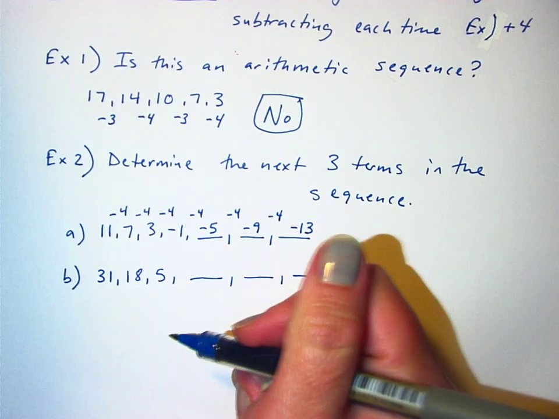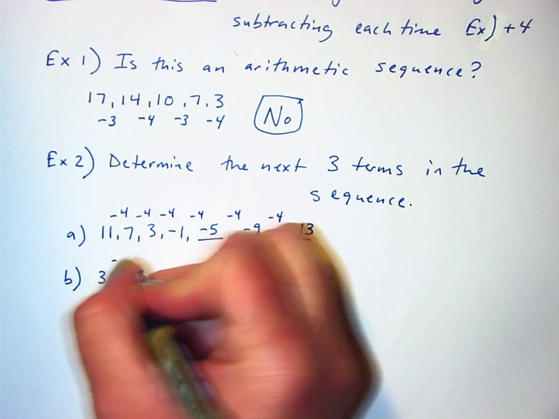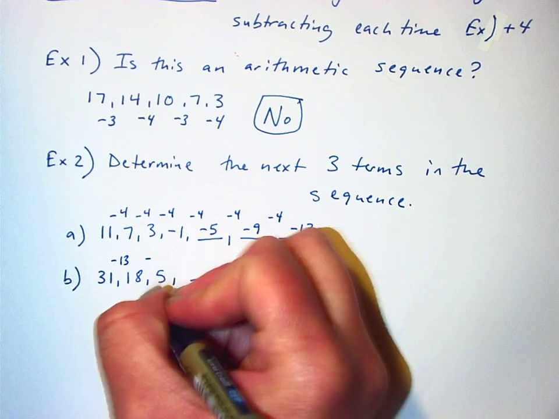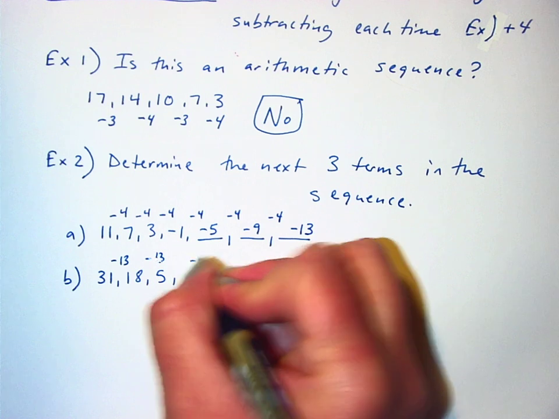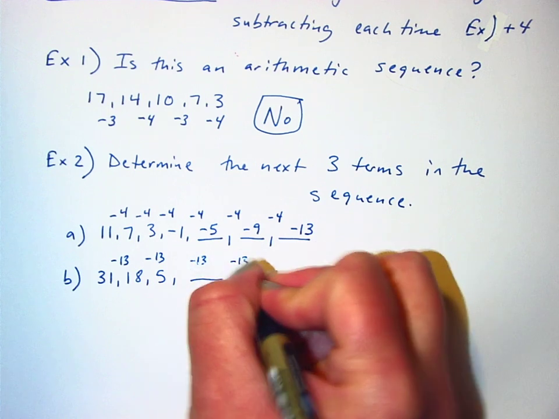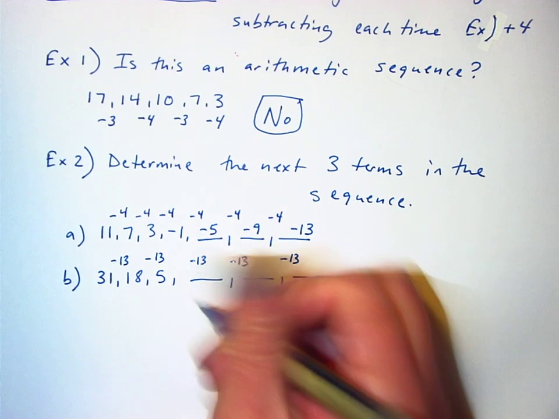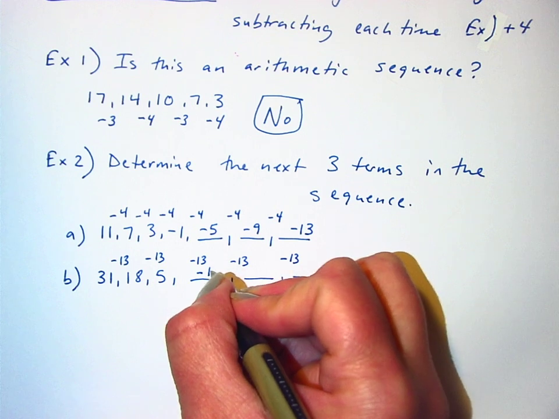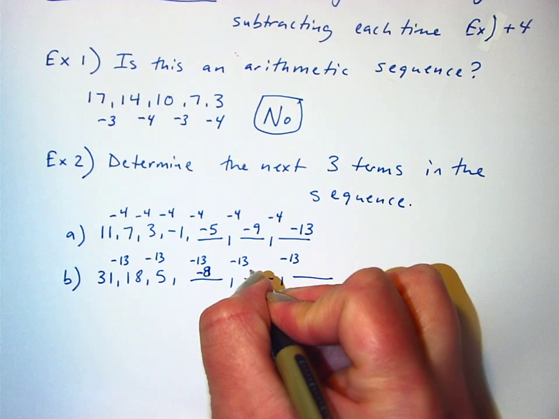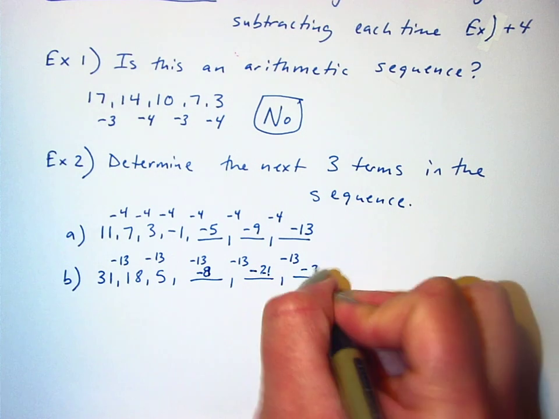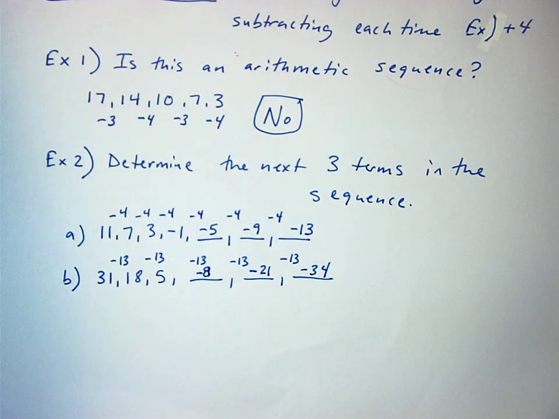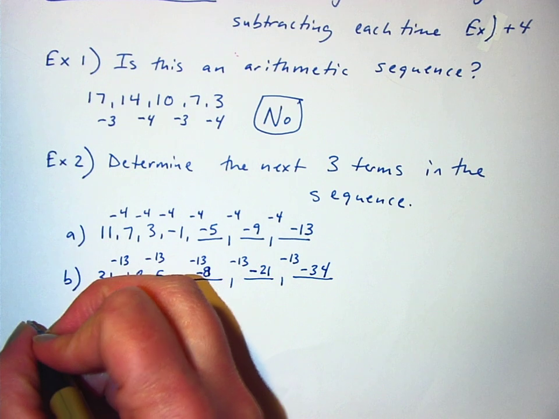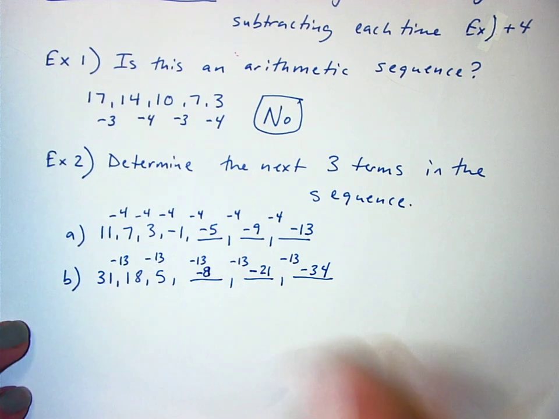All right, the next one, it goes from 31 to 18. Again, this is subtraction, that's subtracting 13. 18 to 5 is subtracting 13 again. So we can assume that it's going to keep on subtracting 13 every single time, which makes this -8 and -21 and -34. So, hopefully you did those right. Let's go on to example 3.